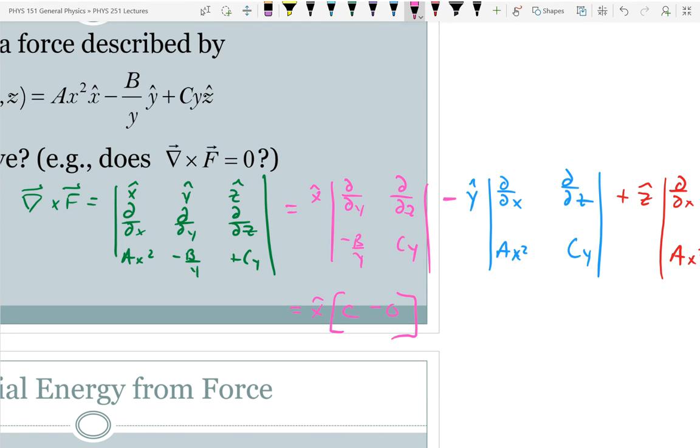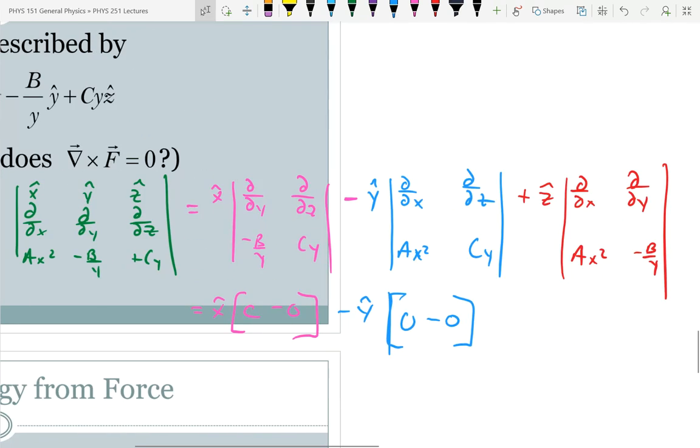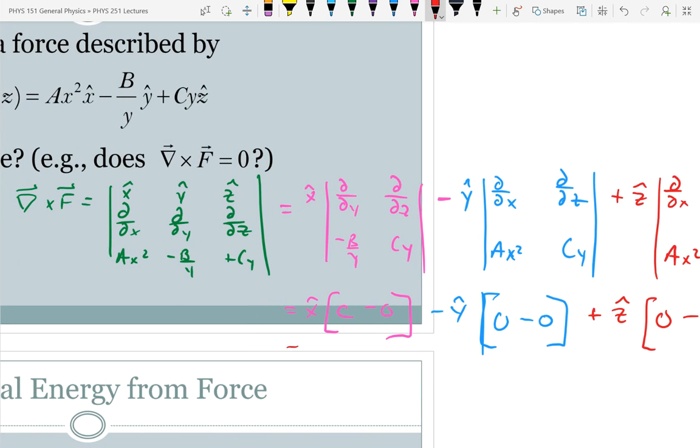The y and z components can't correct that; the x direction was not 0. But I'm going to do it anyway. So d dx of cy is 0, and d dz of ax squared is 0. So the y was 0. d dx of minus b over y is 0, and d dy of ax squared is 0. Those were 0, but this one was not. And thus, it's not conservative.